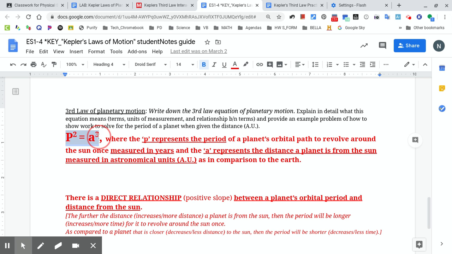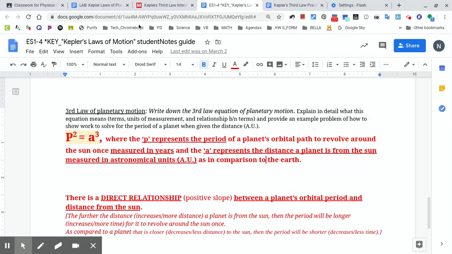So here's our equation. So normally you'd write this equation down in class. It's cubed, or it's squared and then cubed. P represents the period, or the time it takes to go around the sun, measured in Earth years. And then A represents the distance a planet is from the sun. It's measured in AU, or astronomical unit, which we'll be doing a scientific notation thing coming up on probably Monday that relates different types of distances from the sun as in comparison to the Earth.